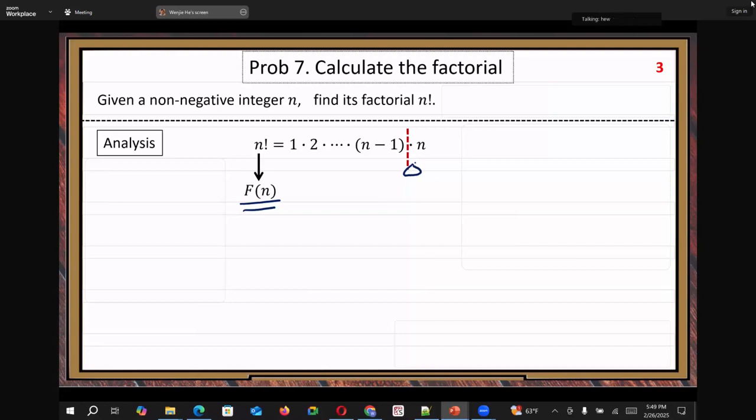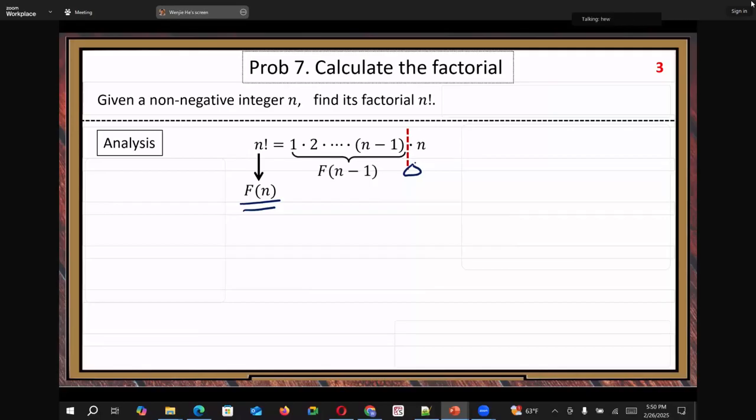One by one. Sometimes we need to reduce more. Later we have a few other examples where we need to reduce the size by more than one. But here, reducing by one is a commonly used method. All right. Then the remaining part, f of n minus 1.